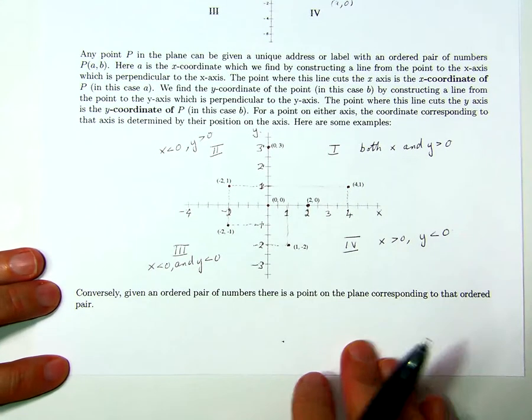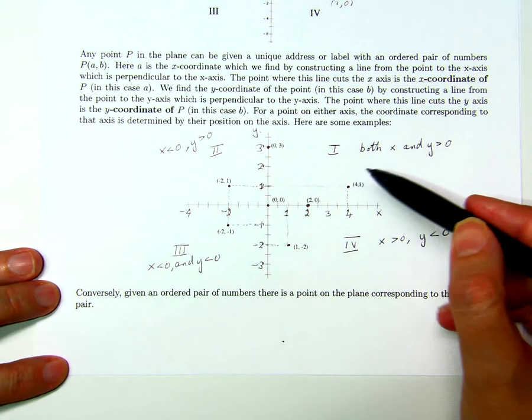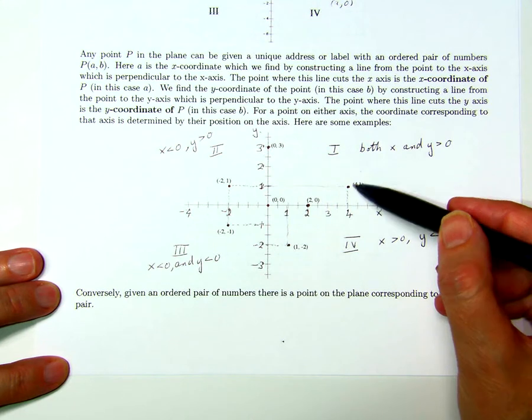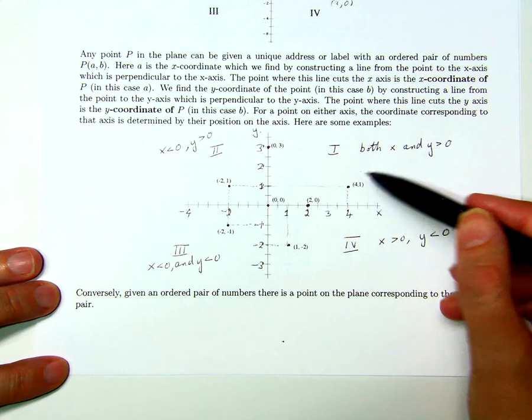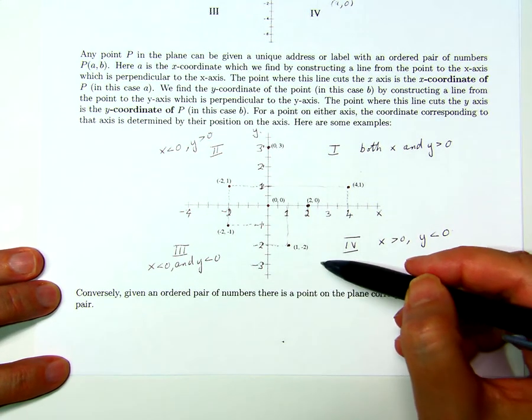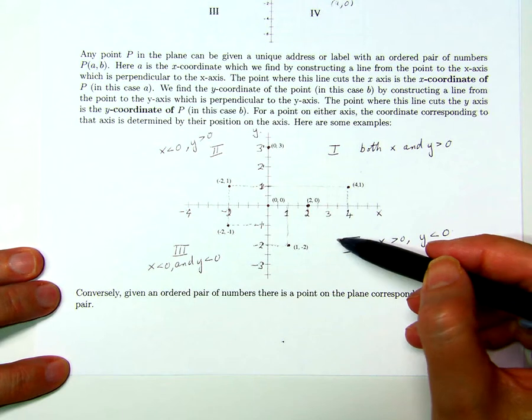So any given point on the plane has a unique pair of numbers associated with it, which give its position on the plane. And conversely, given any ordered pair of numbers, it corresponds to some point on the plane.